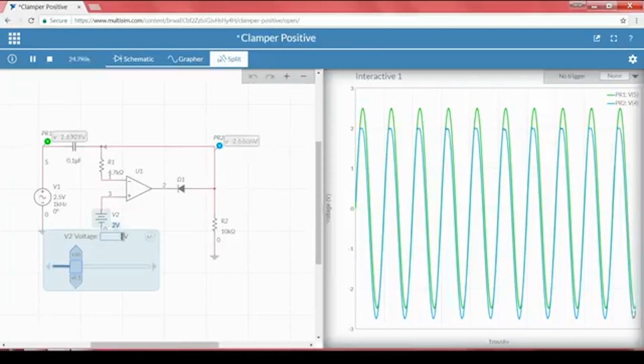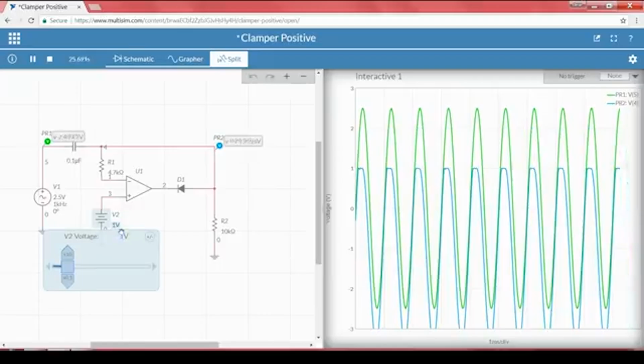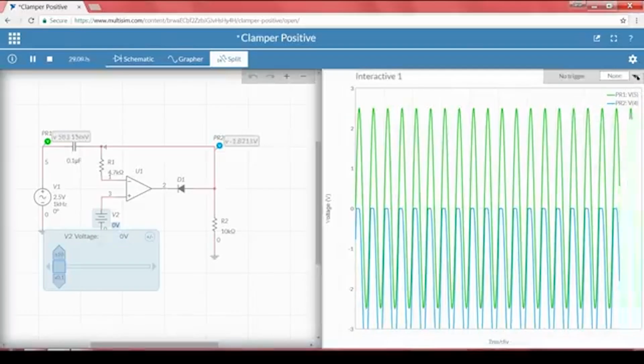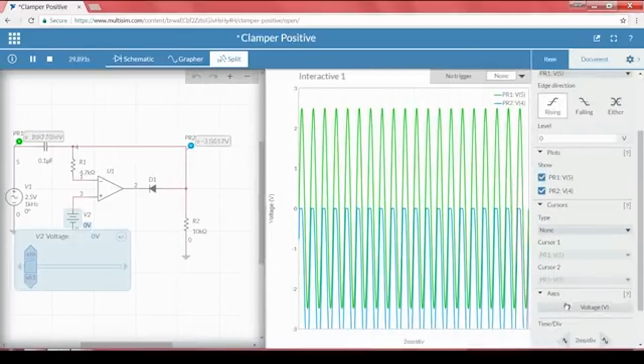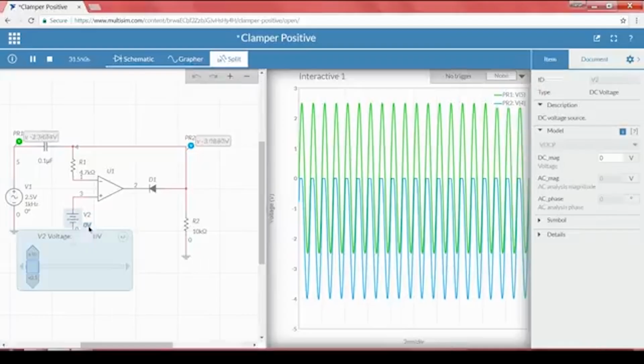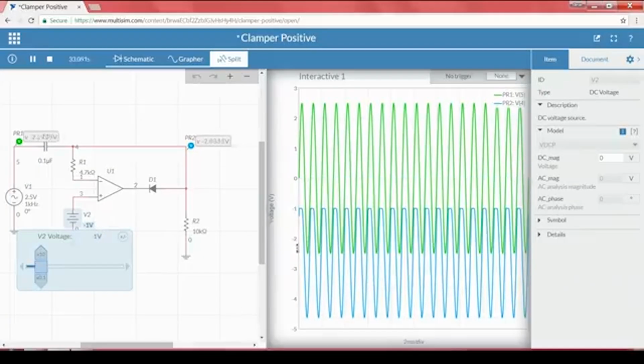Now change it to 1 volt. We can see the input signal slowly shifting towards the negative side. That is why this is called a negative clamper. Let me change to 0. It starts from 0. For ease of understanding, I will take the voltage source and make it negative. So it will shift from negative.